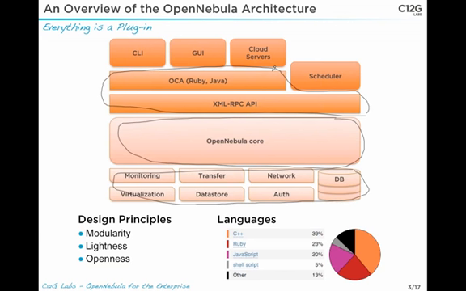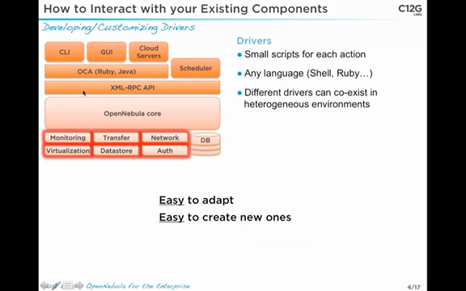And there's a third block, which will be about customizing images to be used in an OpenNebula cloud. What do you have to do with your guest OS so they are ready for an OpenNebula cloud? Okay, so let's begin with how to interact with your existing components, how to tailor OpenNebula to fit your specific needs.